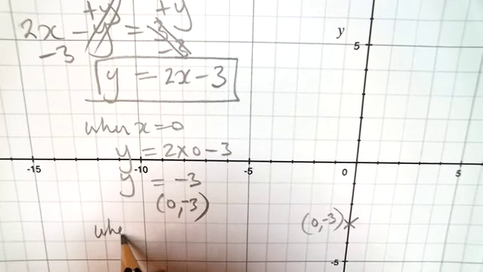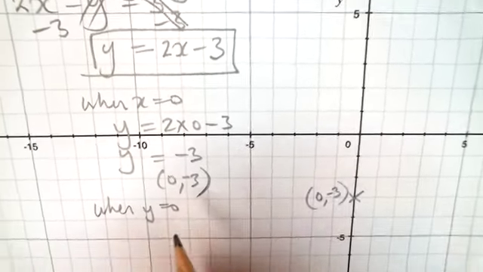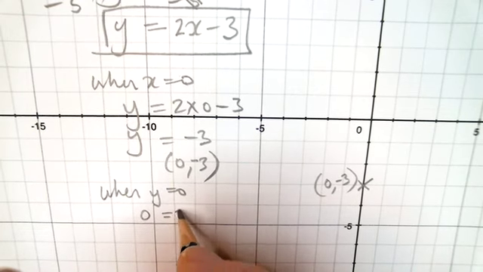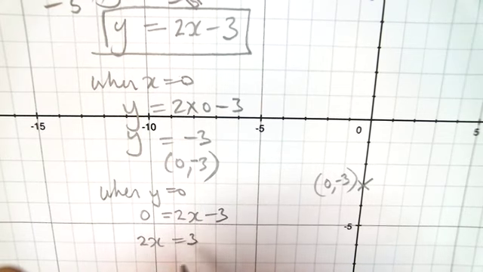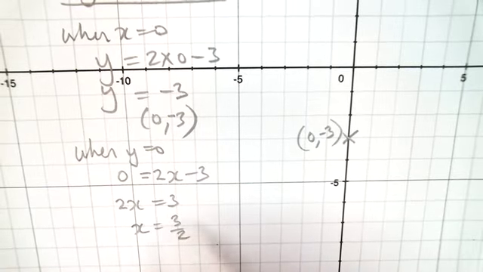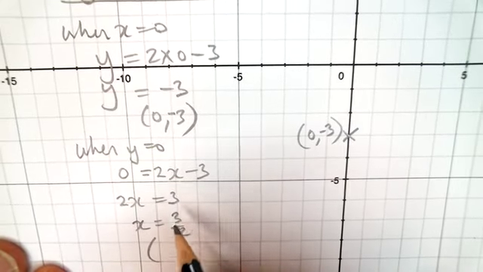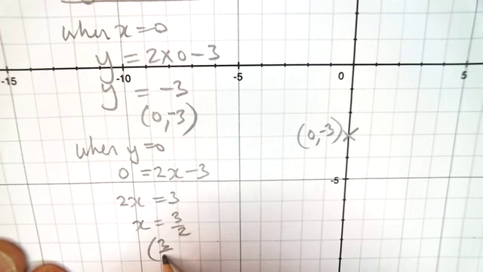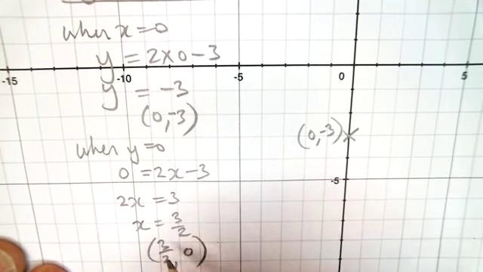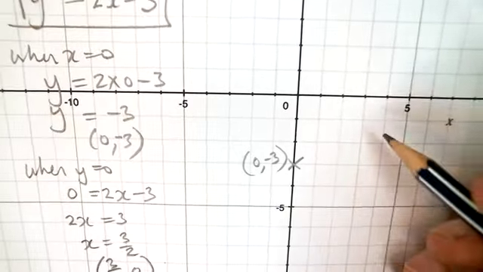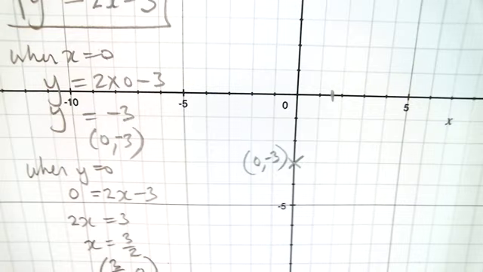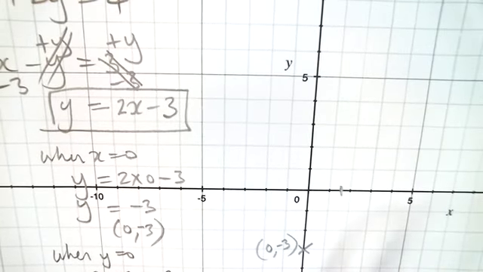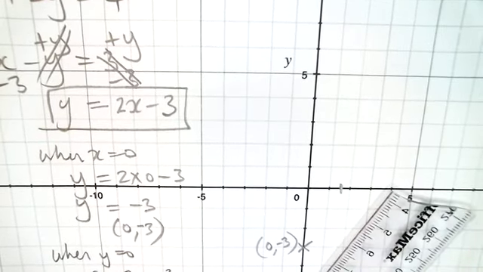When y equals 0, that's 0 equals 2x minus 3. So 2x is equal to 3, and x is equal to 3 on 2, or 1.5. So now we've got another coordinate: 3 over 2, which is 1.5, comma, 0. Where's that going to be? It's 1.5 along and 0 up. So that kind of works. Let's see how we go.